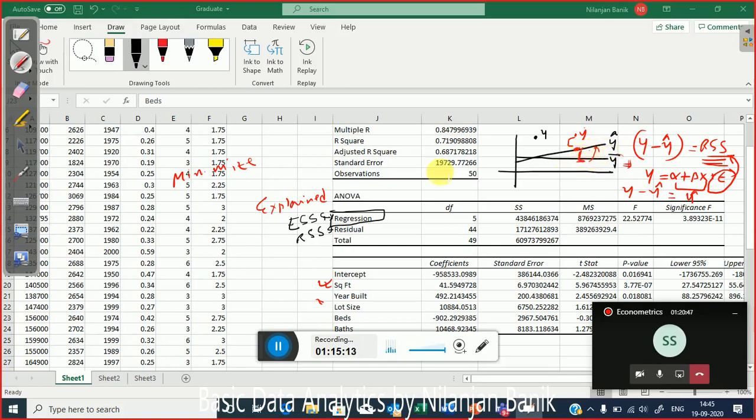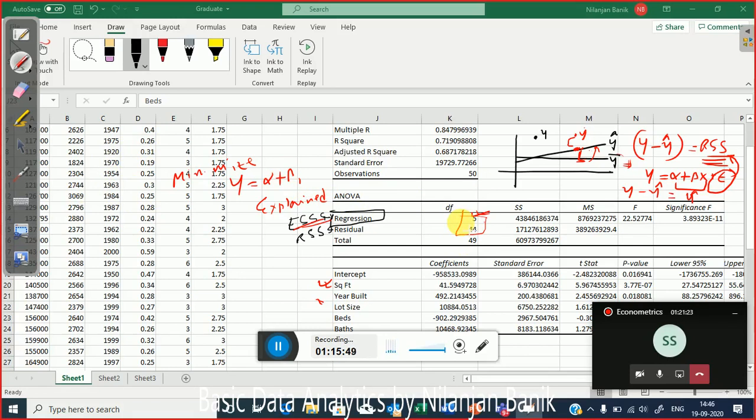So this is called ESS, explained sum of square. And if you add both of them, what I get is total sum square. Please note, here the degree of freedom is written as 5. Why? Because y equal to alpha plus beta 1. How many variables did we take? We took five variables. So for the regression it is 5, because I have already estimated 5 regression elements, so that's why my degree of freedom is getting lost by 5.